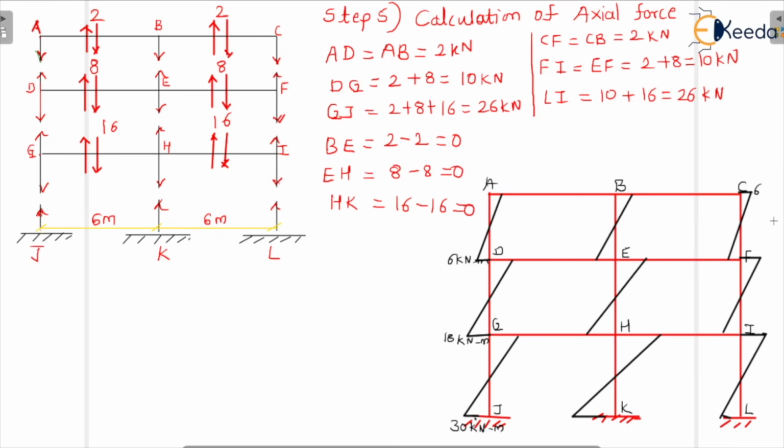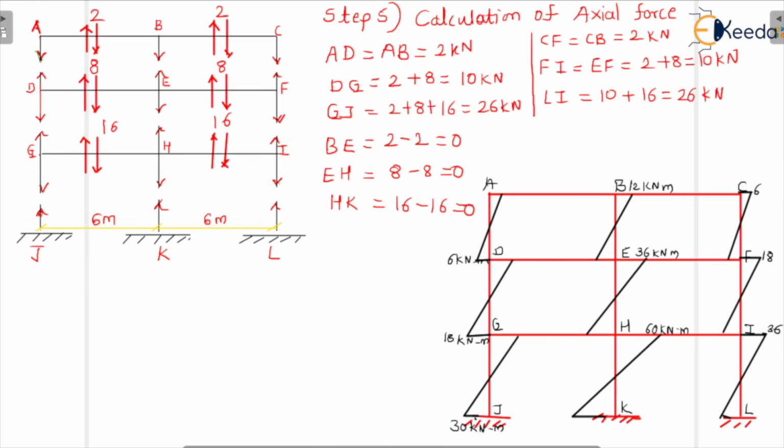Similarly, this is also 6, this is 18, this is 36, right? Both side values are same. And the middle values are 12 kilonewton meter, this is 36 kilonewton meter, and this is 60 kilonewton meter. Okay, so these are those values.